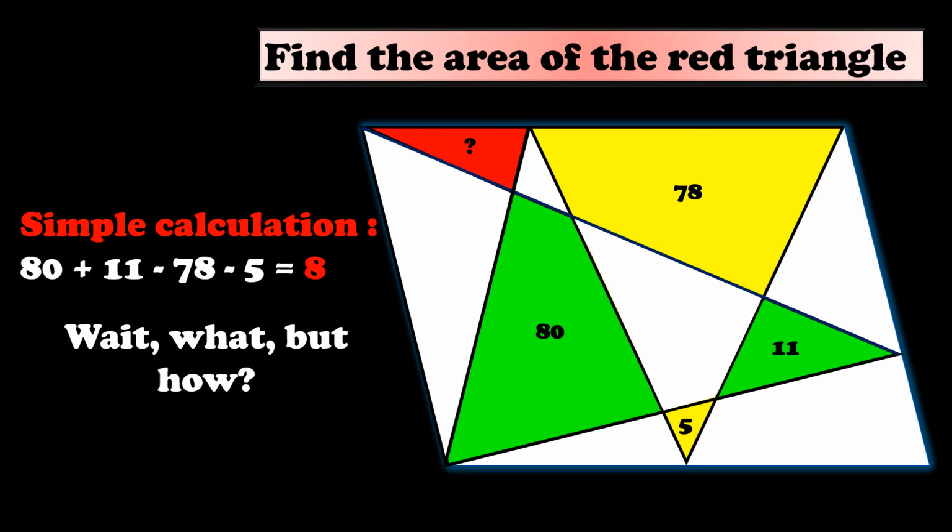Find the area of the red triangle. Okay, so this is a simple calculation where you simply need to add 80 plus 11 minus 78 minus 5 to give us an answer of 8.